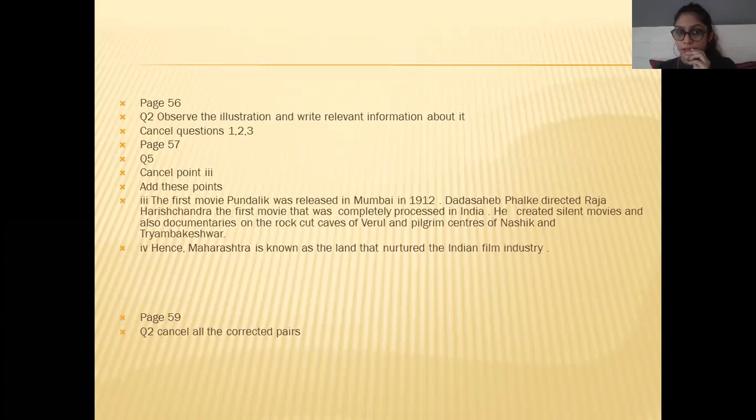Page number 56, question number 2. Observe the illustration and write relevant information about it. That's your question. उससे related जो question number 1, 2 और 3 दिया है, strike off the questions. Answer points वैसे ही रहने दो.